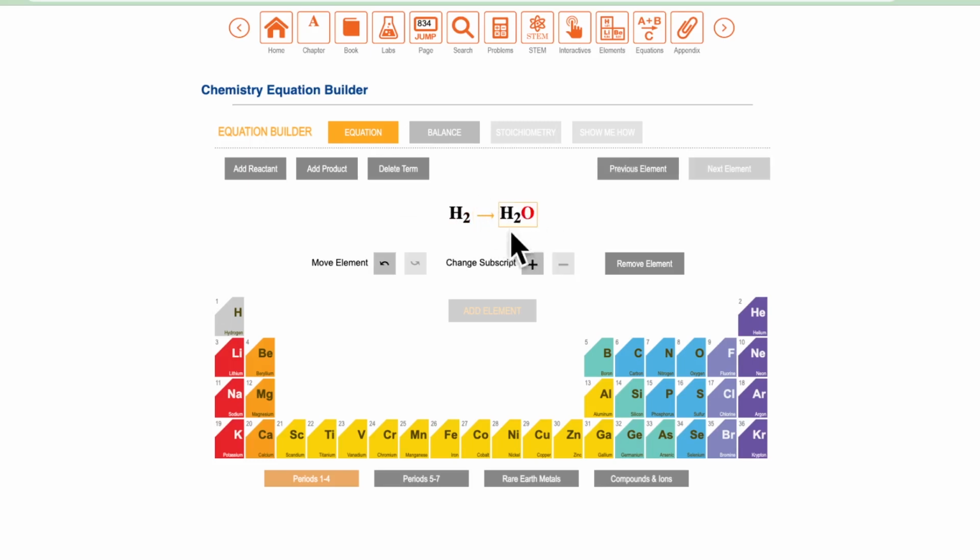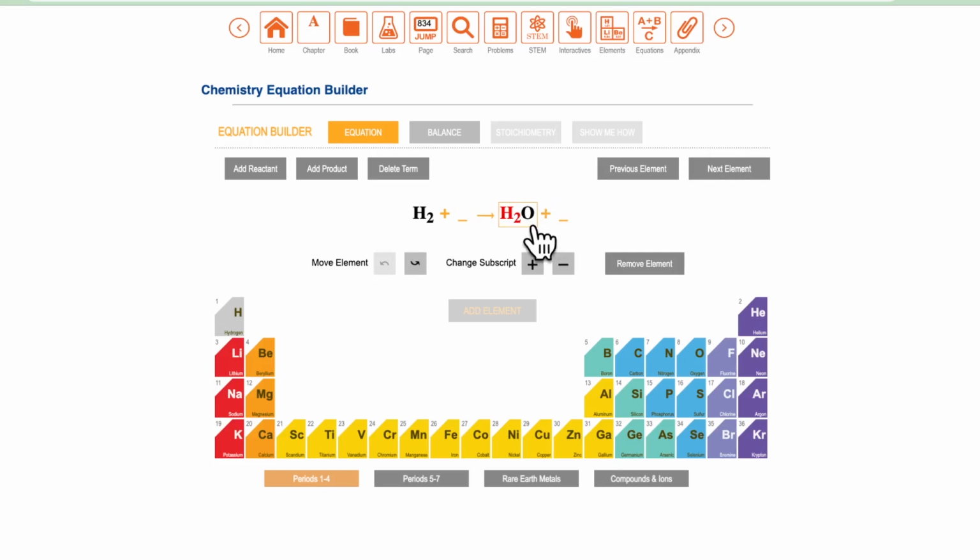If I look at the water molecule and I select the oxygen atom there in the molecule, I can add subscripts, remove subscripts. I can reverse the order of the atom by clicking Move Element. And I can add reactants or products. I can also navigate with the previous and next element button, going one atom at a time through the equation.